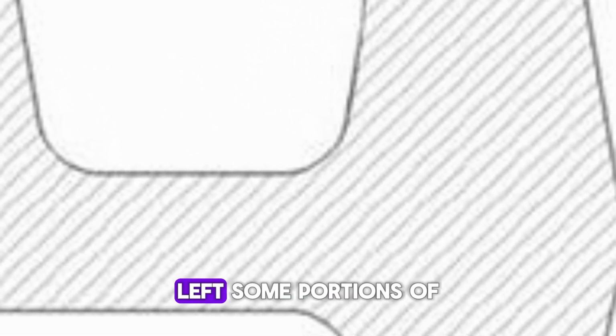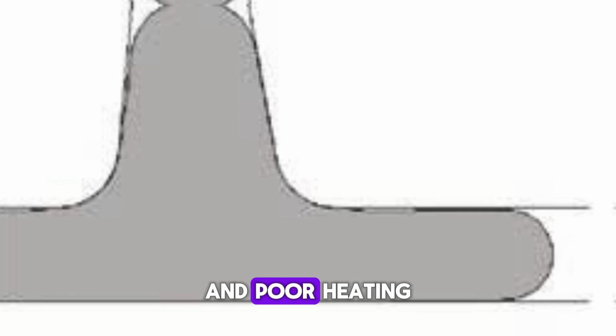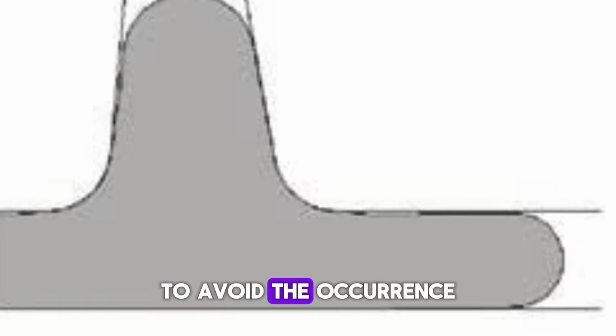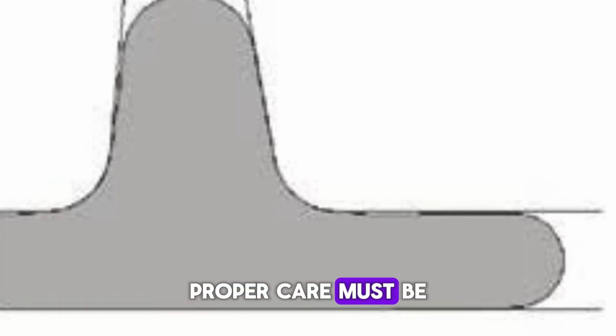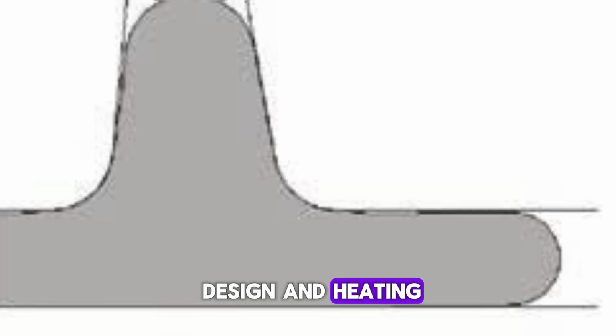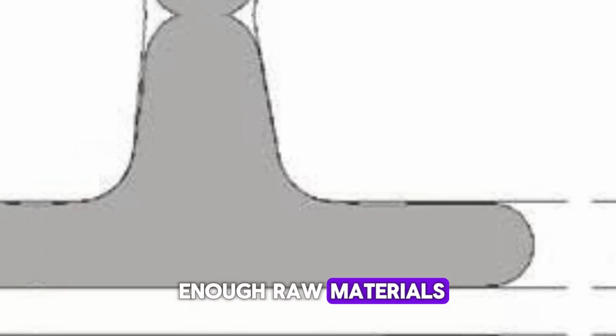1. Unfilled section. These types of forging defects leave some portions of the object unfilled. It is caused by poor design of the die, less raw material, poor forging techniques, and poor heating. To avoid the occurrence of the defect, proper care must be taken on the die design and heating, and there should be enough raw materials.